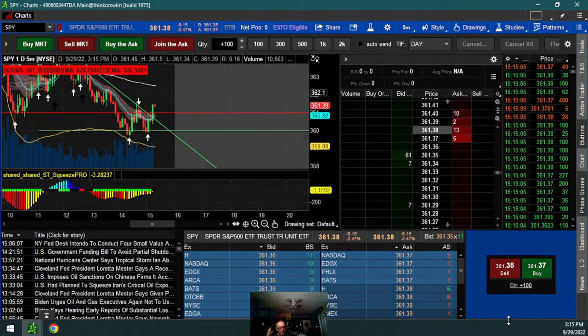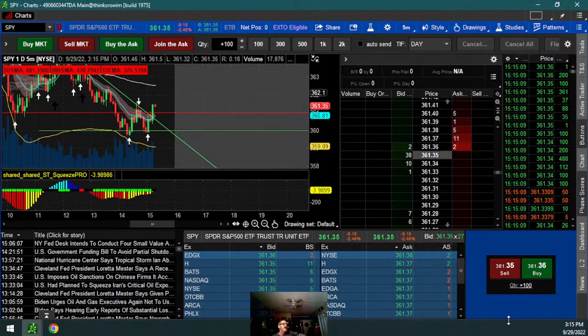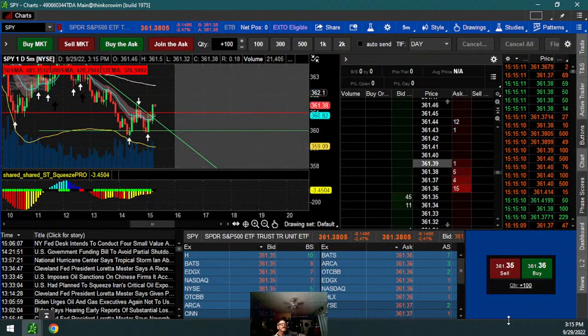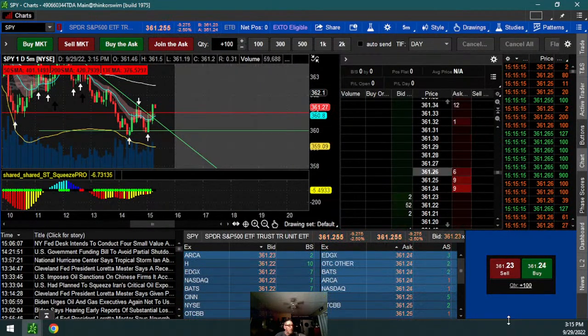Here's my thought, and I don't have the guts to do it right now. Perfect put. Why? Because this thing might go a little higher, but I think at the end of the day, I bet it goes down. Why would it go up?